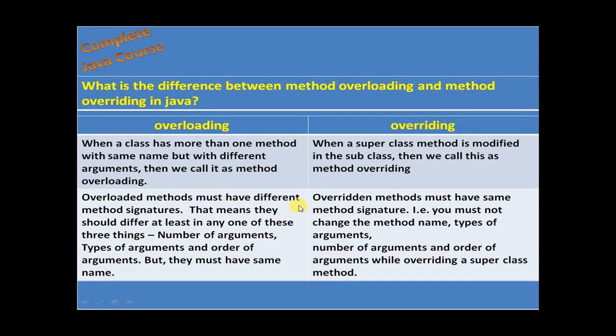Overloaded methods must have a different method signature. That means they should differ in at least one of these three things: number of arguments, types of arguments, and order of the arguments, but they must have the same name. Overridden methods must have the same method signature. That is, you must not change the method name, types of arguments, number of arguments, and order of arguments while overriding a superclass method.